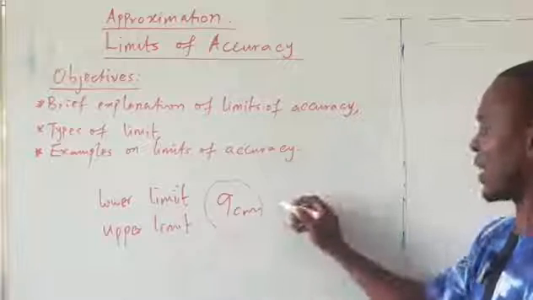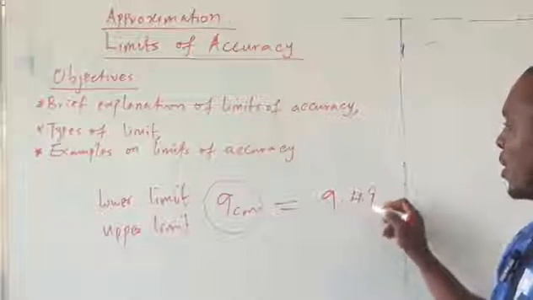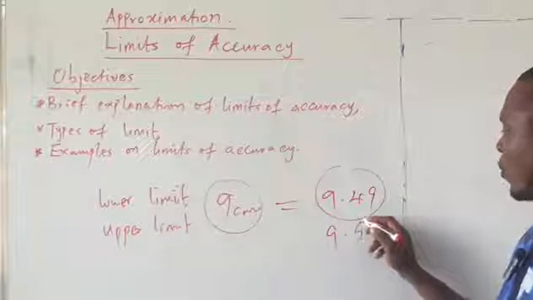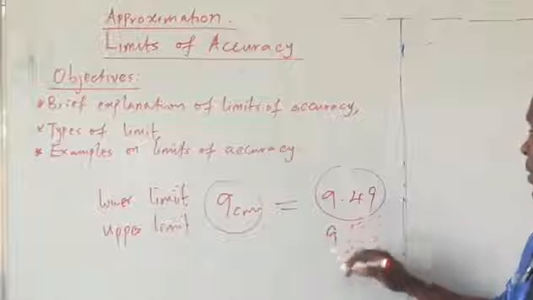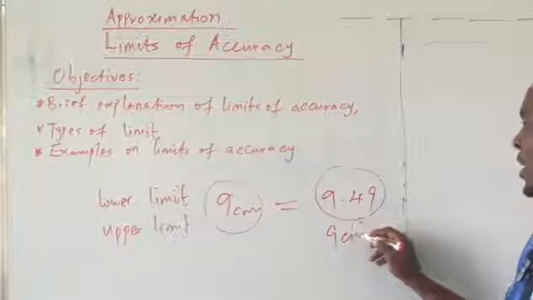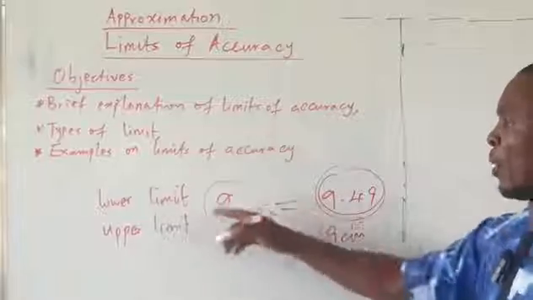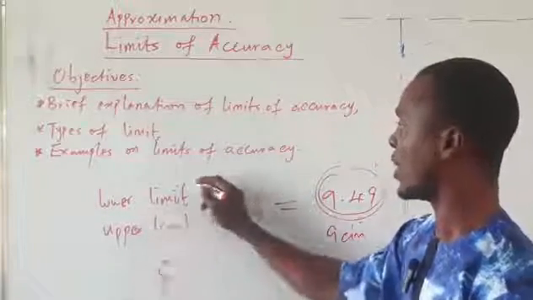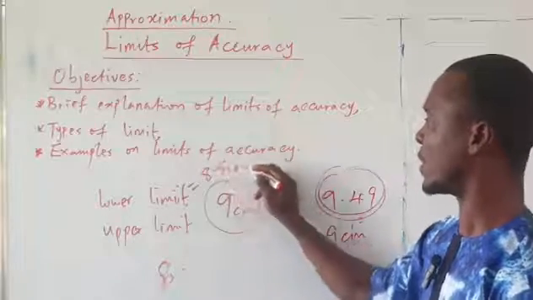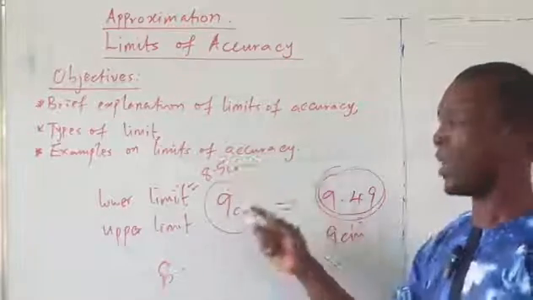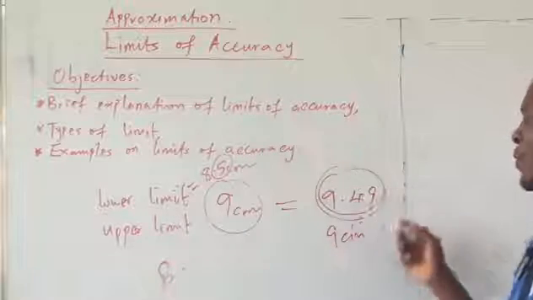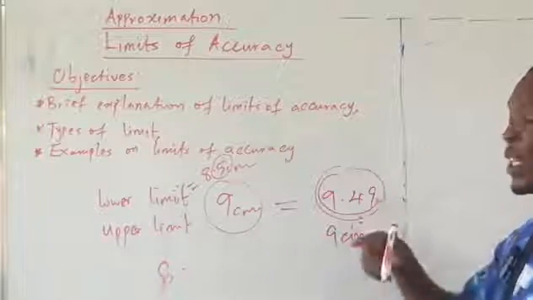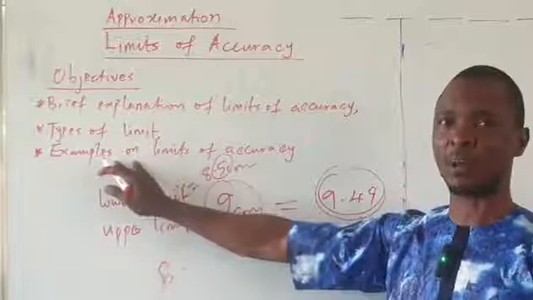So we can say, like, 9.49. We can approximate this to 9.5. So from 9.5 to one decimal place, this will be 9 centimeter. So here is the maximum value. But the lowest value we can approximate, the lower limit, will be 8.5 centimeter. So how do I arrive at 8.5 centimeter and 9.49, or 9.5 as the case may be? I'm going to explain that under the given examples.